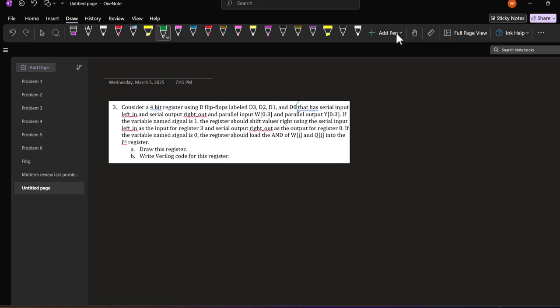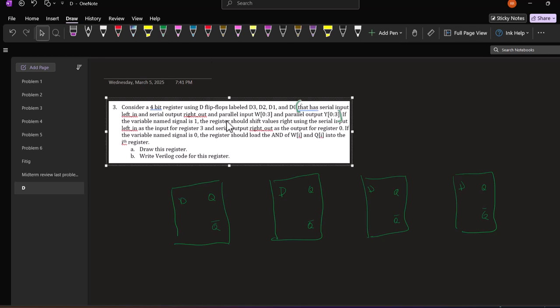Forget this part right here for right now. Just forget that part. So consider a 4-bit register using D flip-flops. However many bits your register is, that's how many flip-flops you're going to have. They're usually going to be D flip-flops because they're the ones that work nicely for registers. And usually with these kinds of questions, they have a choice of things that they can do. If there's a choice of things that they can do, that means that you're going to have a multiplexer.